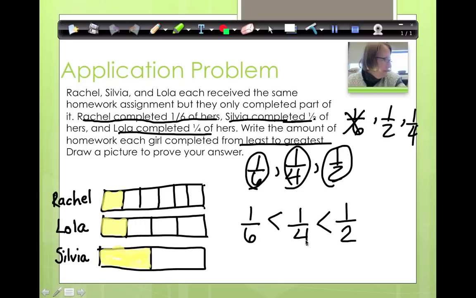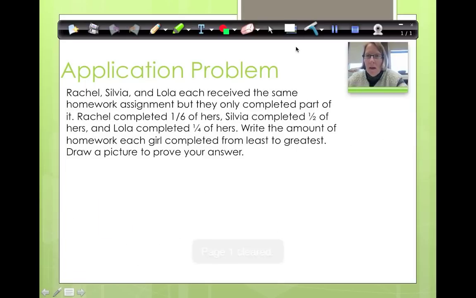Okay? Now, we have now just shown the fractions. We've shown them in order. We've shown them why they're in order because of the model that we drew. Okay? Now, moving on.